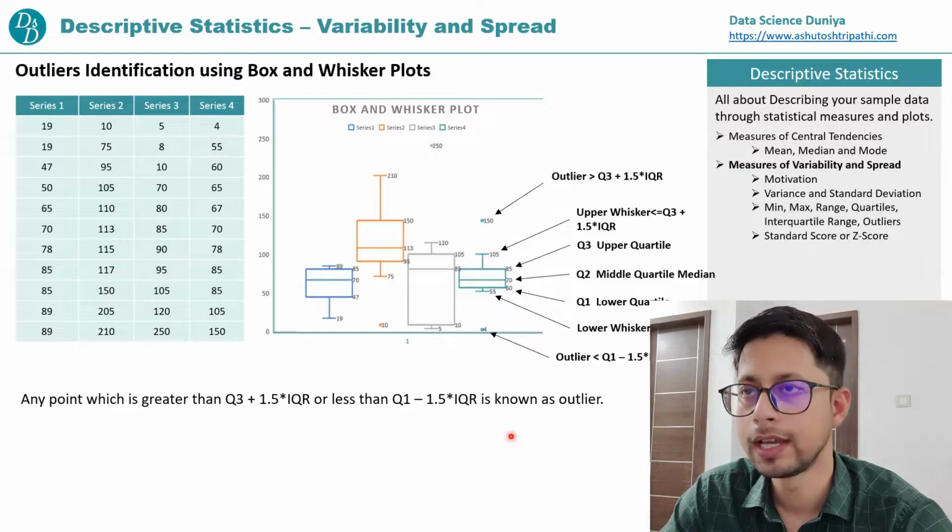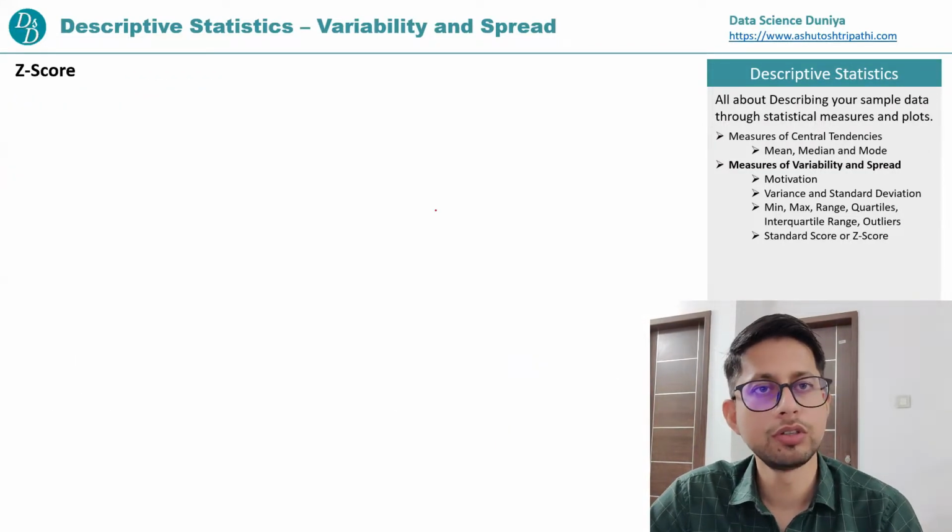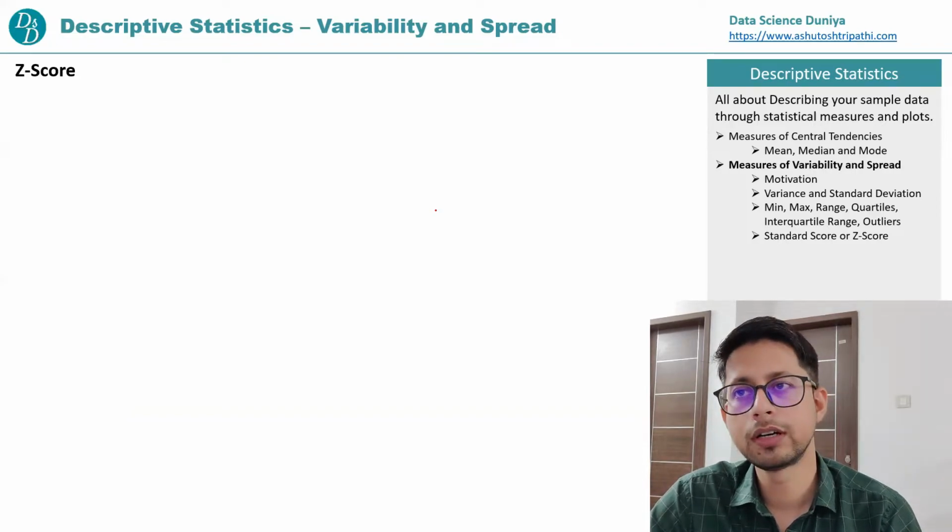I'll reply there. And today we'll talk about the Z-score. So let's start. So what is Z-score? Z-score is directly related to standard deviation.